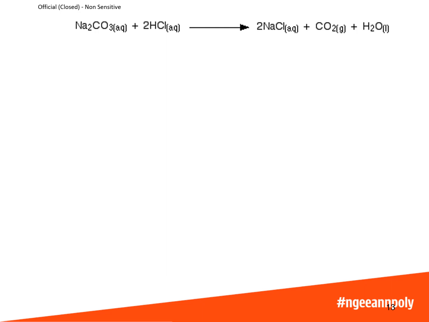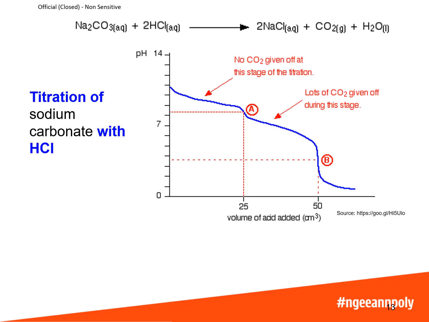Let's take a look at sodium carbonate. 1 mole of sodium carbonate reacts with 2 moles of HCl to form 2 moles of NaCl, carbon dioxide, and H2O. If we take a look at the pH curve or titration curve, we can see two equivalence points, A and B.